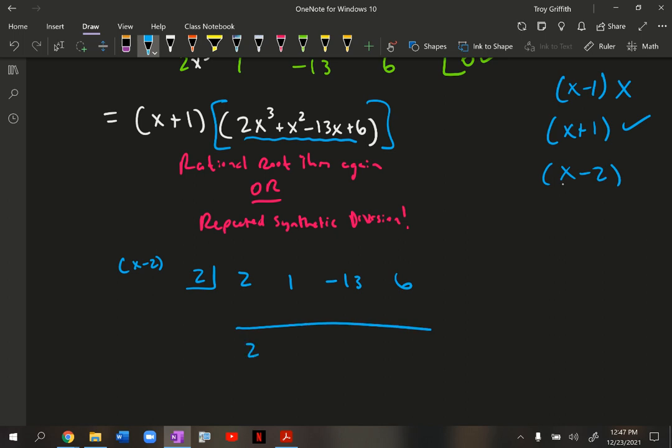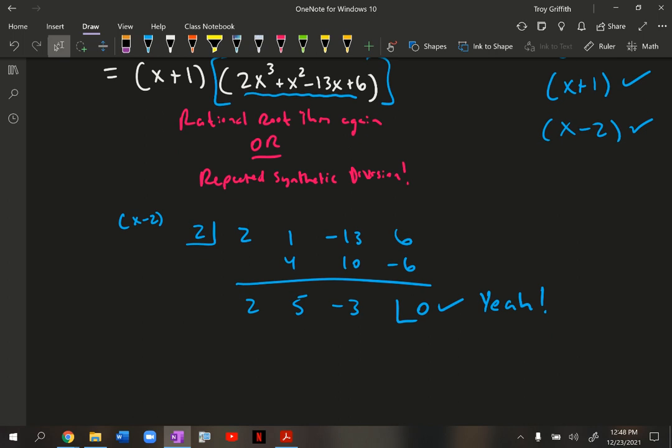So this is going to be 2, 4, 5, 10, -3. Remember, I'm adding in the middle, -6. And when I'm done, guess what? I get a remainder of 0. Yeah. Let's go. All right, so once again, let's collect our thoughts and let's see where we are at.